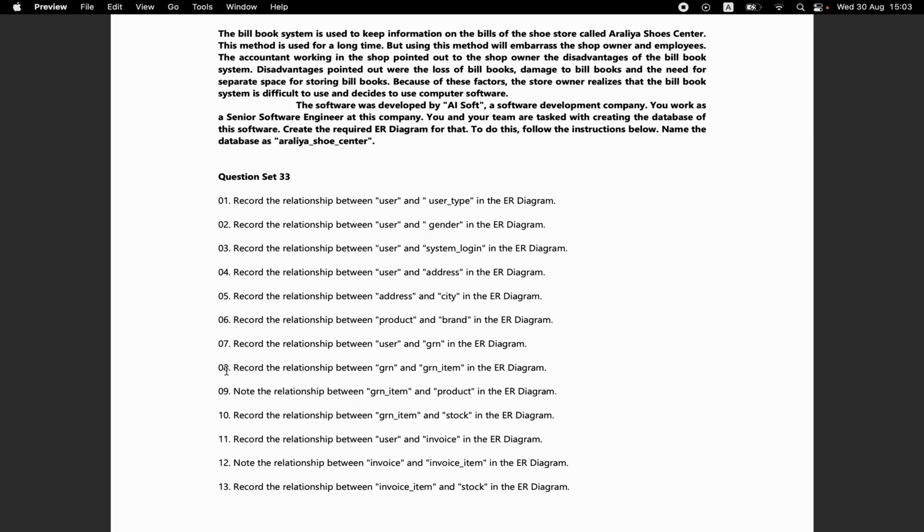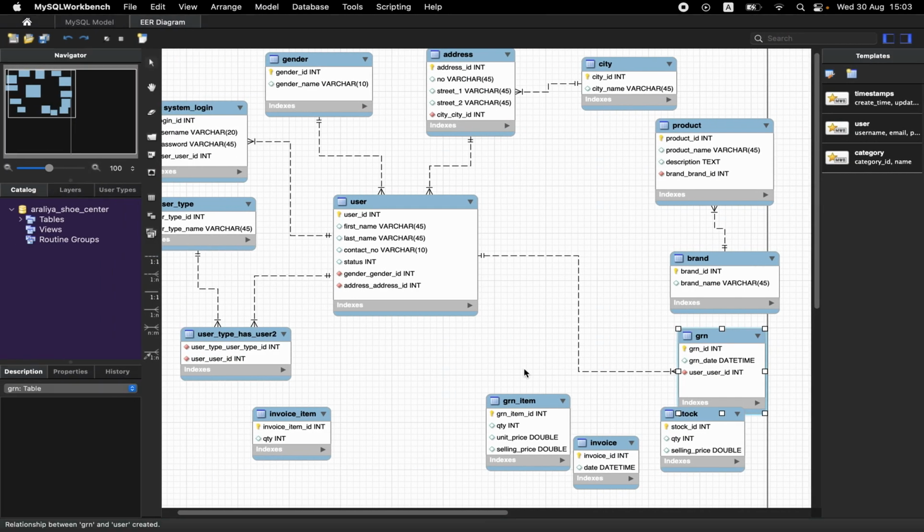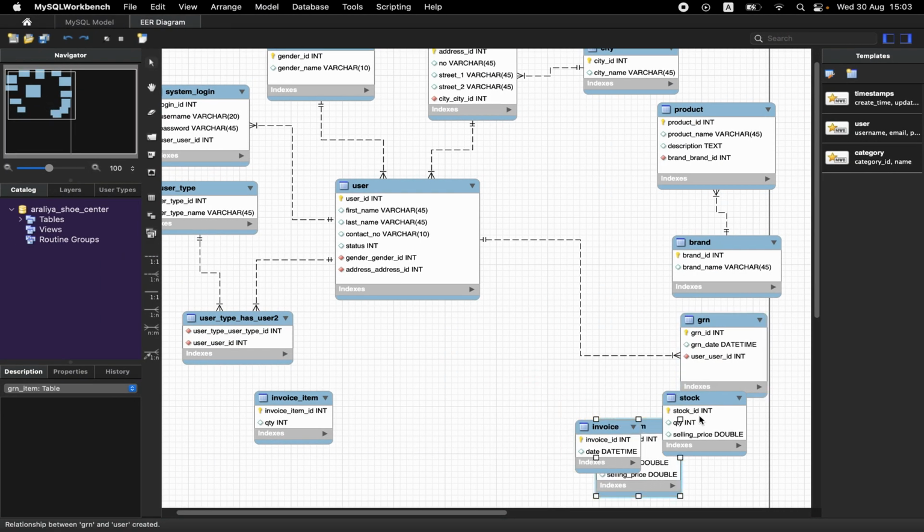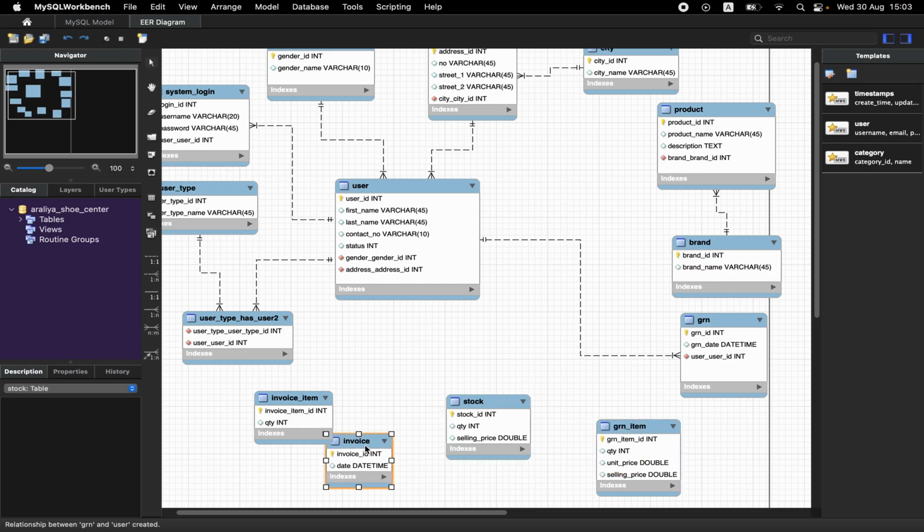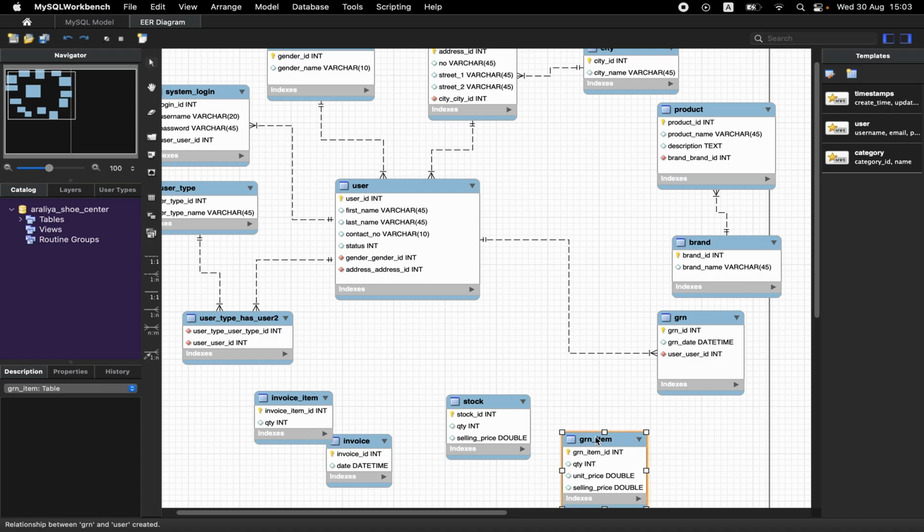And the next question is record the relationship between GRN and the GRN items. The relationship is one to many because GRN can have many GRN items, but one GRN item belongs to one good receive node. The relationship is one to many.